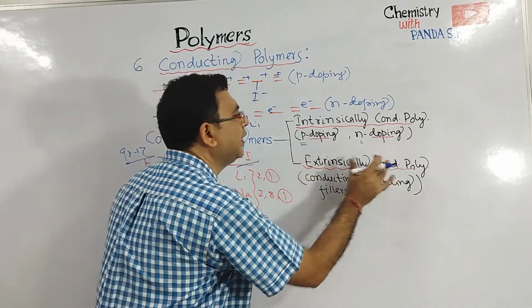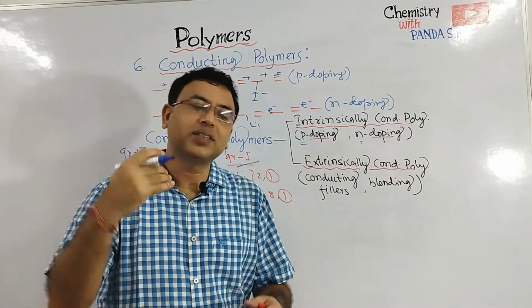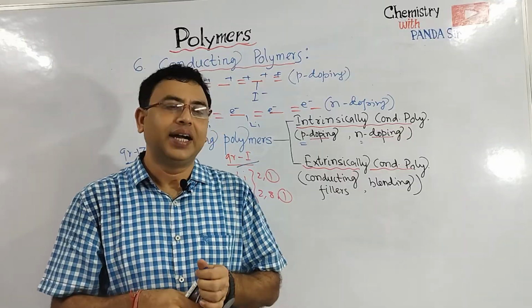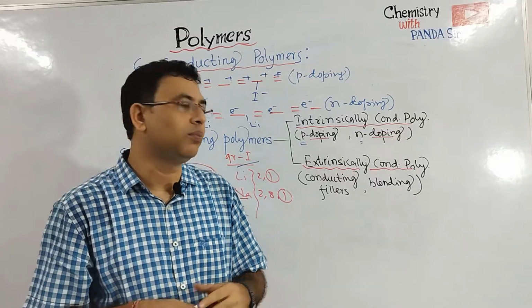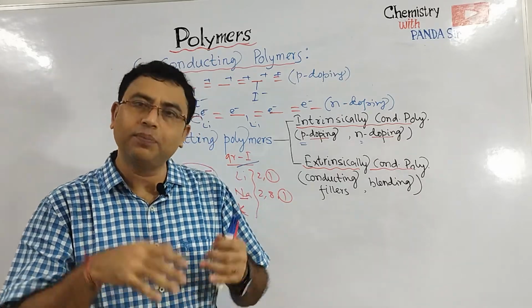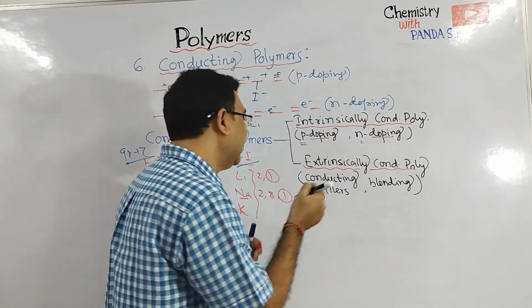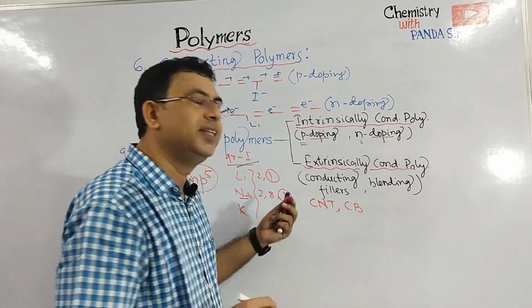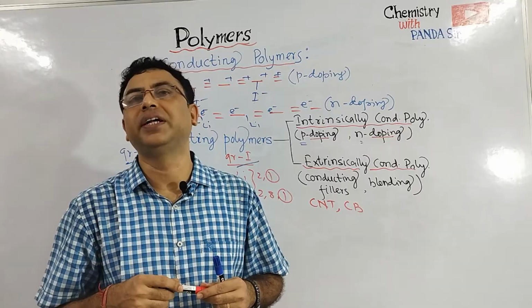Now, extrinsically conducting polymers. While discussing the additives in today's video, I told you at the end of the discussion we are going to talk about the conducting filler. Who are the conducting fillers? There are many conducting fillers available, like graphene, carbon nanotube, carbon black. They are all examples of conducting fillers.